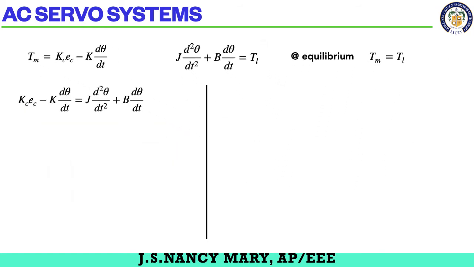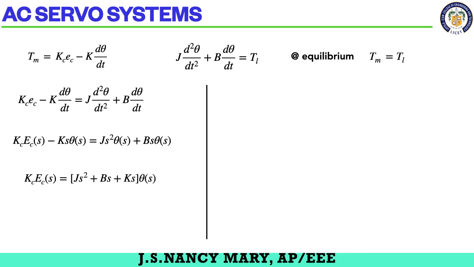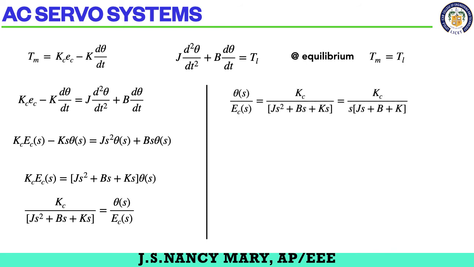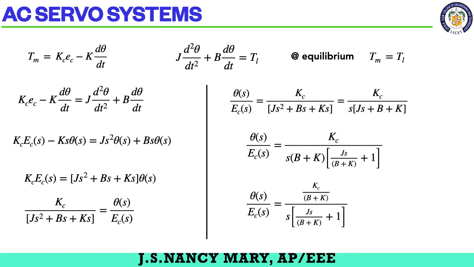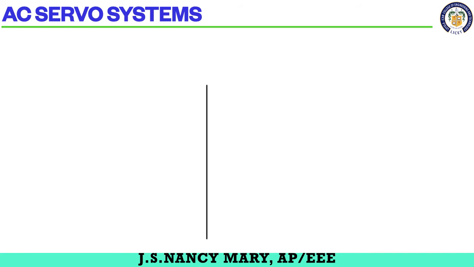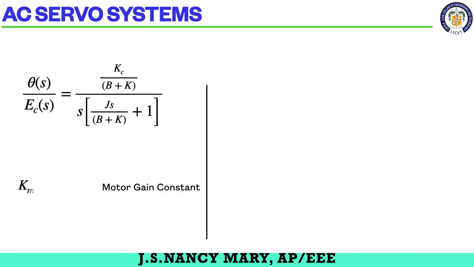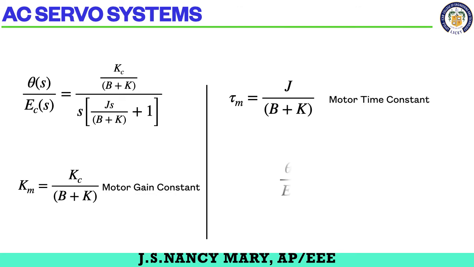So write motor torque equal to load torque, take the Laplace transformation, and find out theta by EC. So you will be getting like this. So theta by EC, just take the common terms outside, that is B plus K I am taking outside. So you will get like this. So motor gain constant is given by Kc by B plus K, and motor time constant is given by J divided by B plus K. So this is my final transfer function for AC servo system.